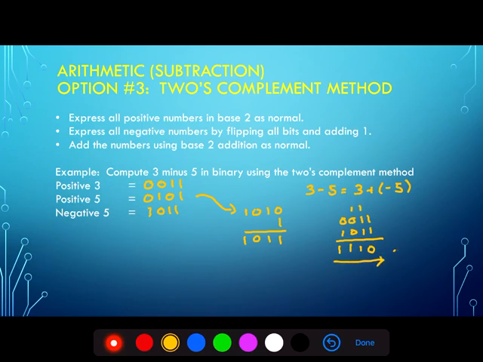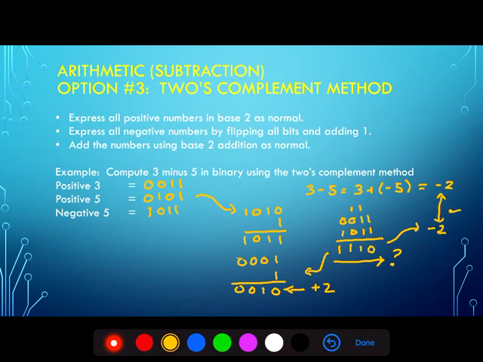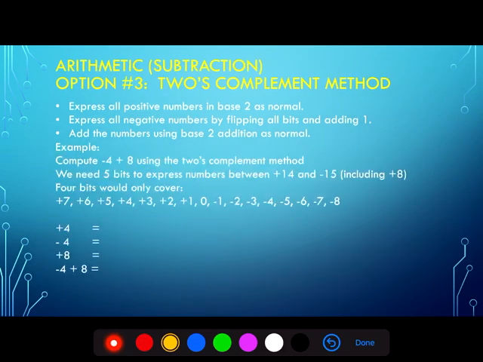Now, is this correct? Well, what number is this that we're representing? To find out, let's take the 2's complement again. The 2's complement gives us positive 2, which tells us that our result is actually negative 2, and that is correct because 3 minus 5 is actually negative 2. That's how 2's complement subtraction works.